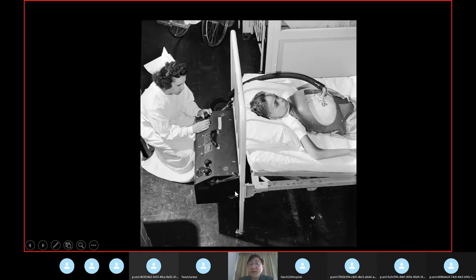This is one of the nice pictures of how the cuirass was used last time during the polio outbreak. So this is the pump to suck air in and then blow air out. And these are the polio patients with the cuirass on. So all this is some history about negative pressure ventilation.